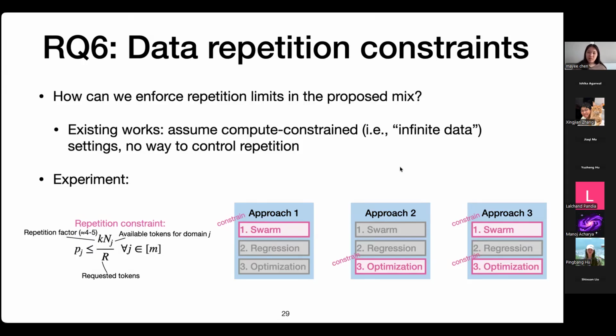Our experiment involves considering 3 ways to add this repetition constraint. The first way is to add it to the swarm. Basically, we ensure that all the proxy models are trained on mixes that follow this repetition constraint. The second way is to add it to the optimization. We can just add on this constraint pretty easily since it's just a linear constraint. And then the final way is to add it to both the swarm and the optimization.